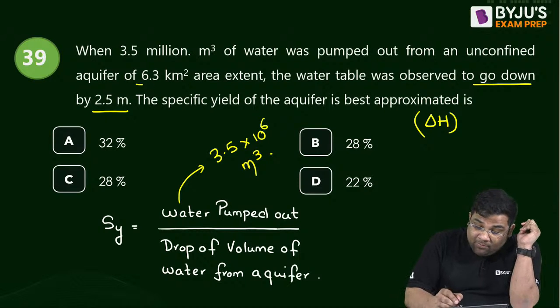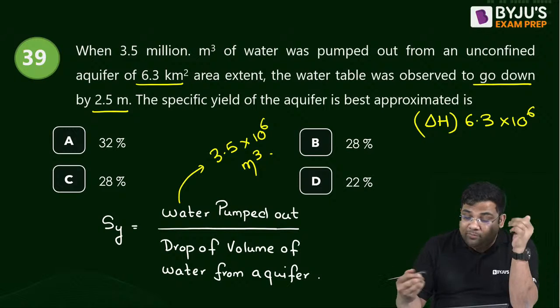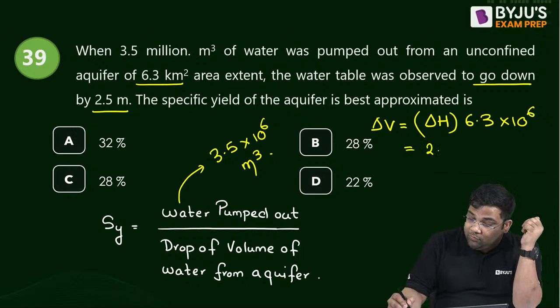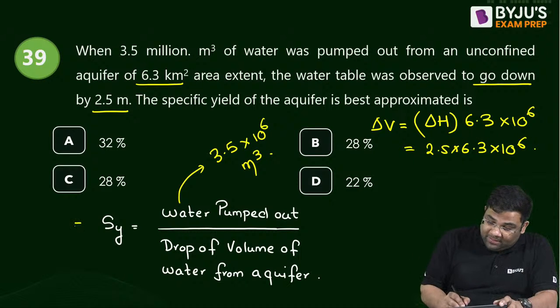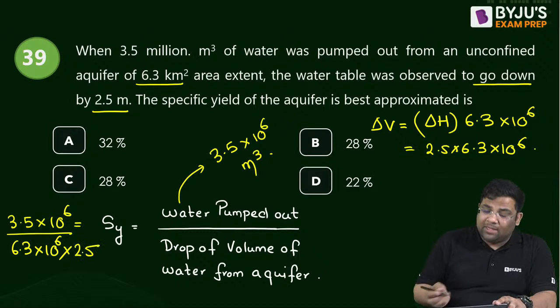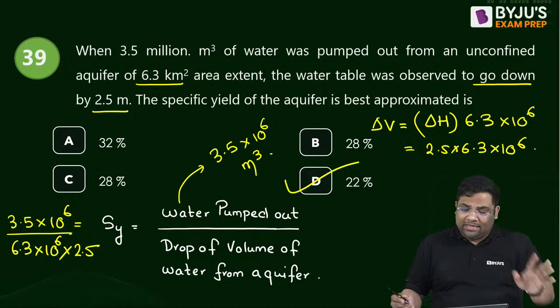Now the area of the aquifer is this. So if I multiply the area, see area won't change. If I multiply the area, 10 to the power 6 suppose, because I want to convert into meter cube, okay, I'll get the change in volume, the drop of volume. This will be how much? 2.5 meter into 6.3 into 10 to the power 6. So if I find out the specific yield, it will be 3.5 into 10 to the power 6 divided by 6.3 into 10 to the power 6 and then 2.5. Now this will come in decimal. If you multiply by 100, you will get the percentage, 22.22. This is the right answer.